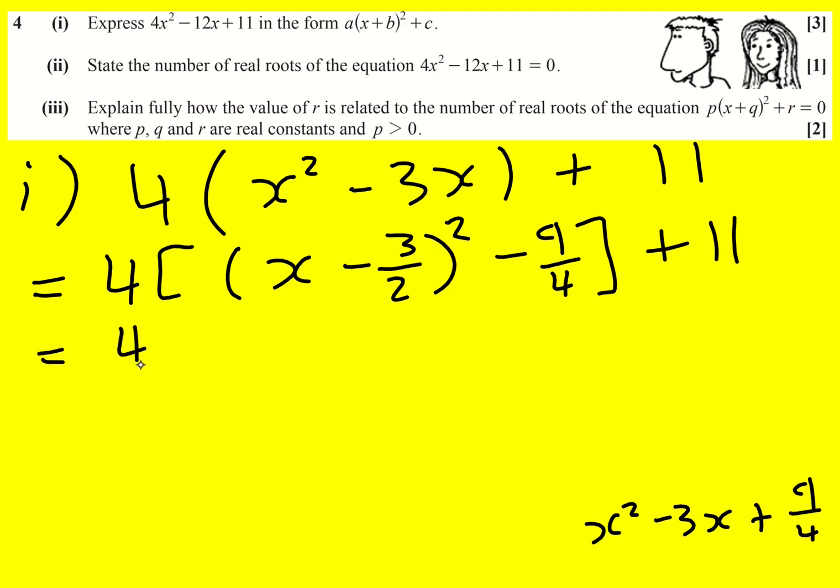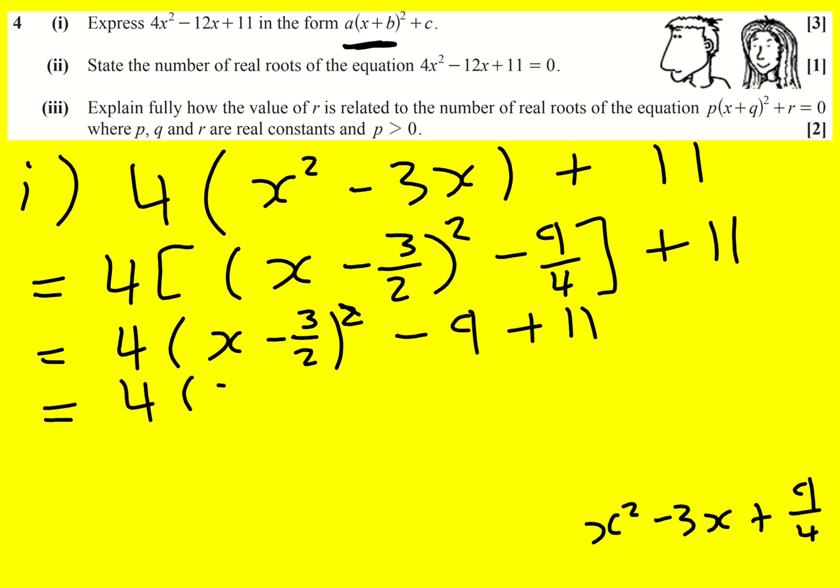I can then expand this back out. Okay, and I've got this bit here. Then I'm gonna minus 4 times 9 over 4, which is minus 9. Okay, and then just finally tidying it up. I'm gonna get this.